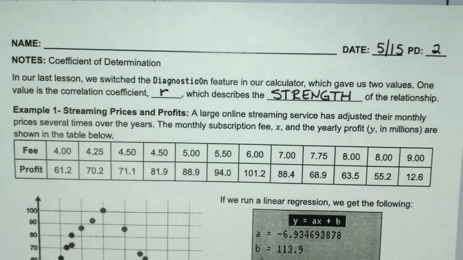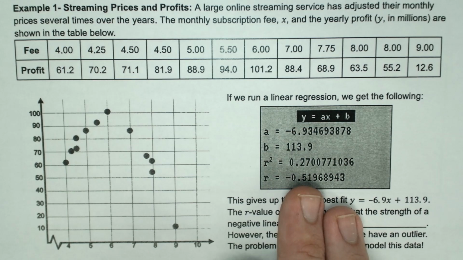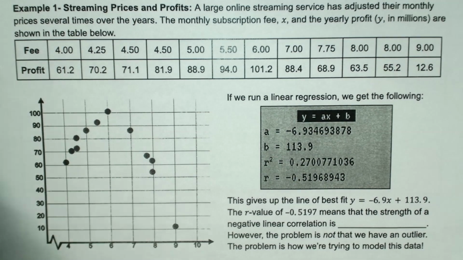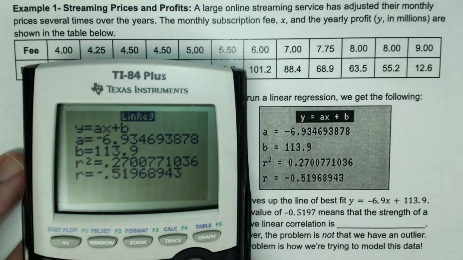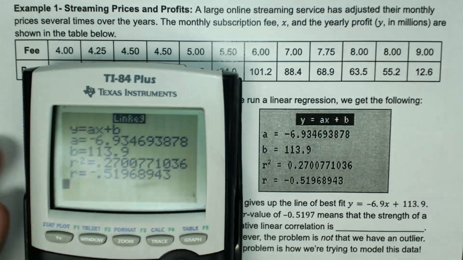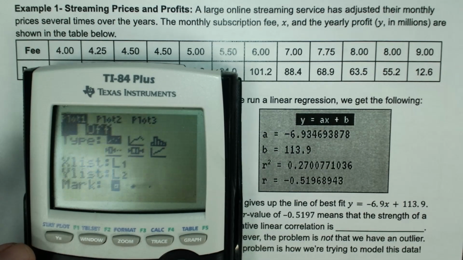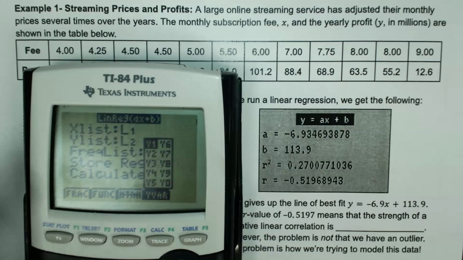Okay. So, here is a scatter plot of that data. If you run a linear regression, you're going to get the following values. If I go ahead and do that, stat calc fourth option, I get this stuff here. Okay. I'm going to make it draw a scatter plot, and then I'm going to do one extra little thing when I get down here.